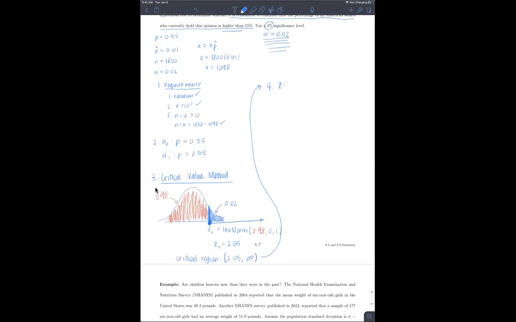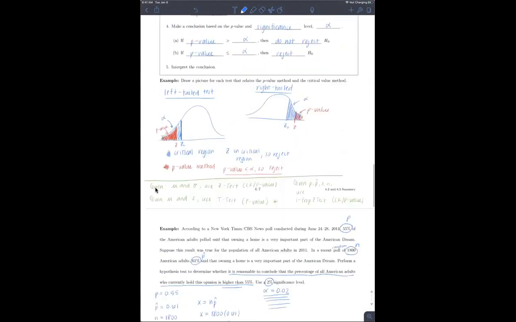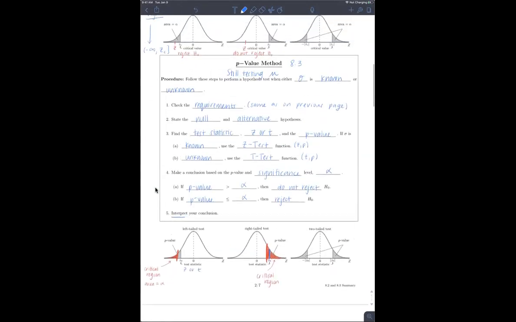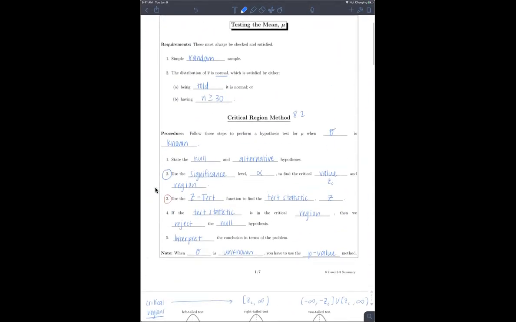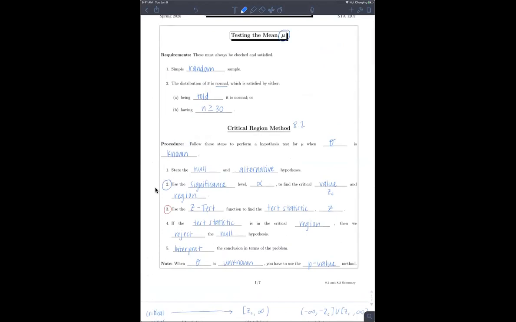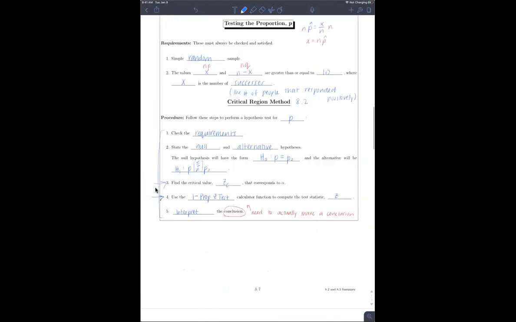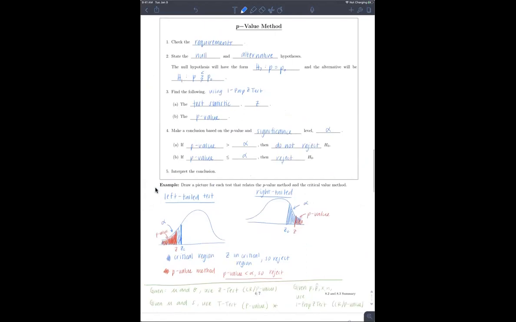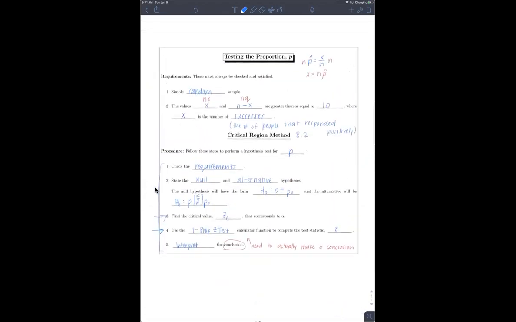Okay, so a lot of people, the majority of the class said to use z-test. But remember z-test is when you're testing mu, right? And so I'm not testing mu here, I'm testing p. And so I'm gonna use the instructions from testing a proportion p, which says to use this one prop z-test, right?